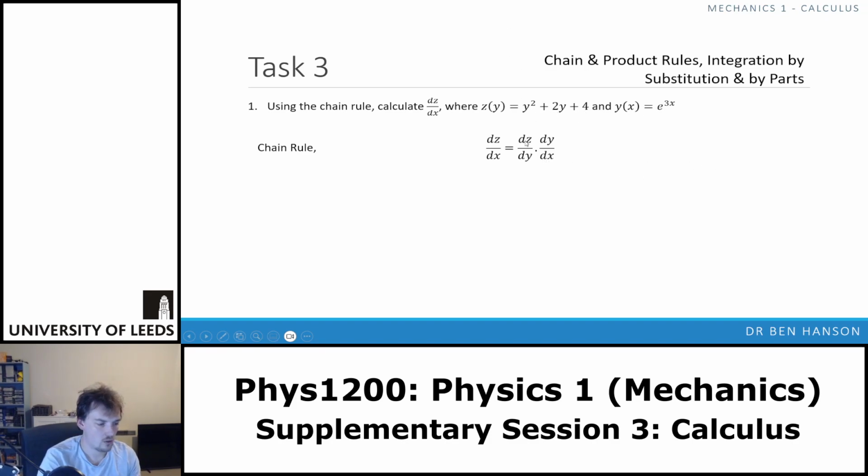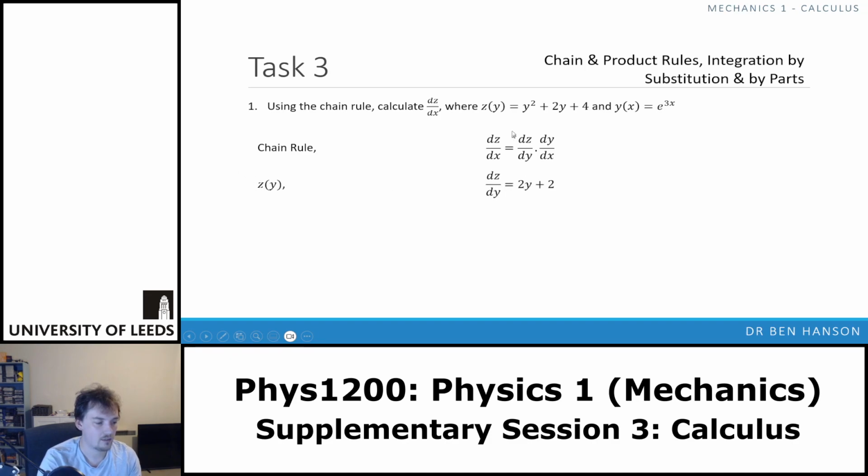So we can do this explicitly by taking y of x and substituting it in as y and then calculating dz by dx explicitly. Or we can do dz by dx is equal to dz by dy, dy by dx and multiply them together. I reckon the chain rule's a bit more efficient, so we'll do it that way.